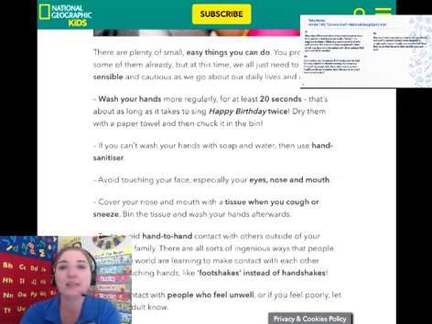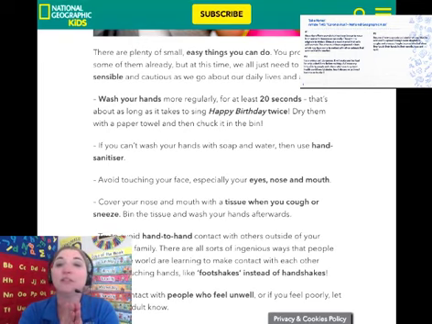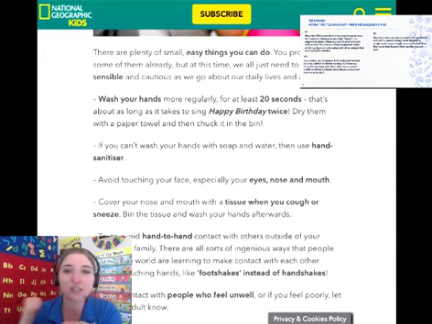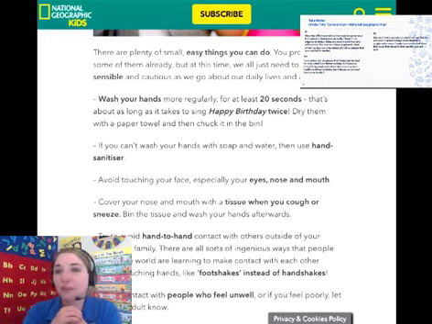There are plenty of small, easy things you can do. You probably do some of them already, but at this time, we just need to be extra sensible and cautious as we go about our daily lives and activities. Wash your hands more regularly for at least 20 seconds. That's about as long as it takes to sing happy birthday twice. Dry them with a paper towel and then chuck it in the bin. If you can't wash your hands with soap and water, then use hand sanitizer.